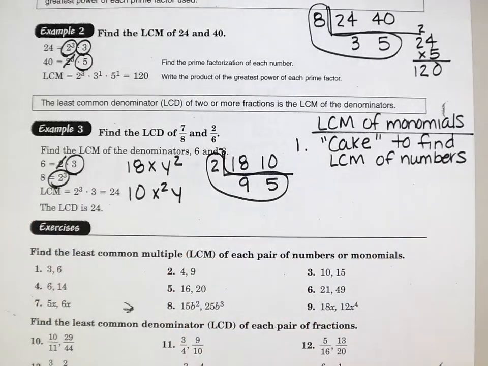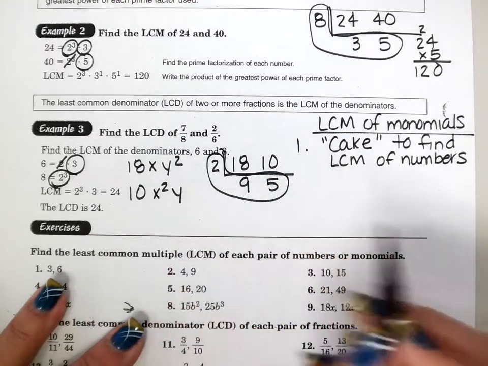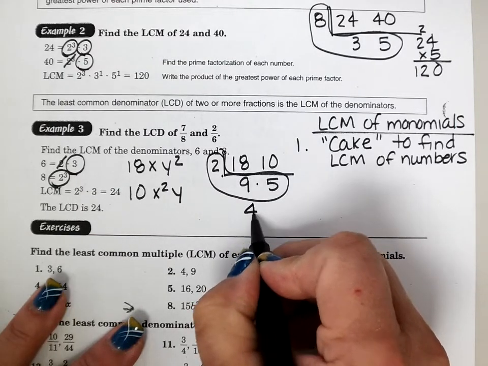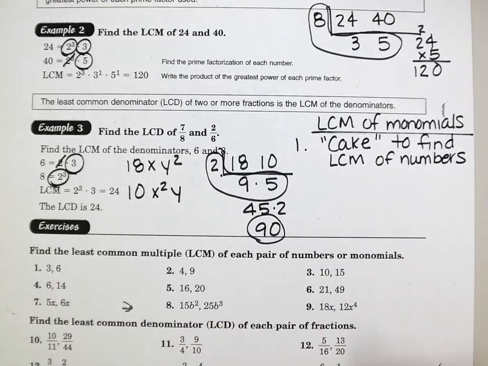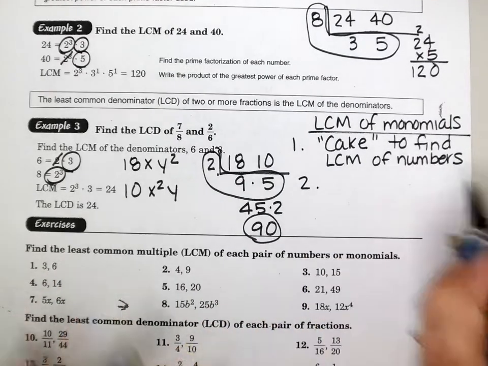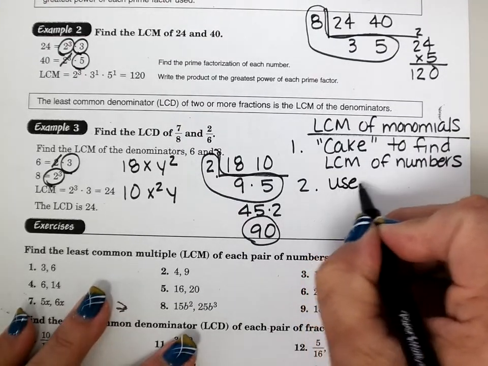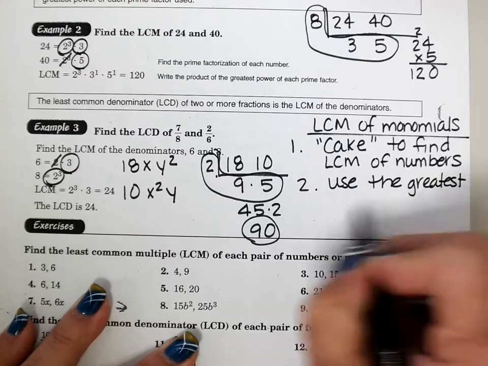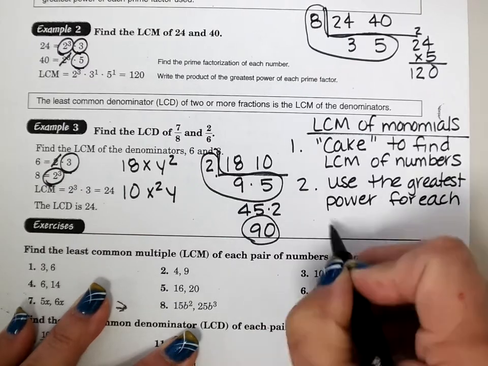And I'm going to multiply all of those numbers together. So this is 45 times 2, right? So we're going to times all of these together, and we're going to get 45 times 2, we're going to get 90 for my least common multiple. All right, so I used the cake to find the least common multiple of the numbers. Then for the variables, I'm going to use the greatest power for each variable.